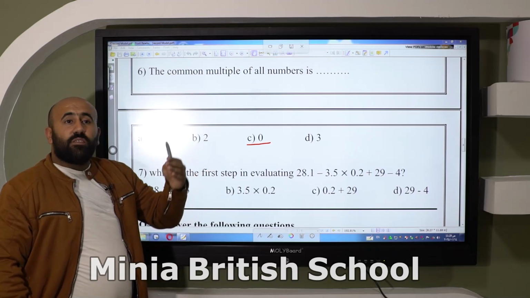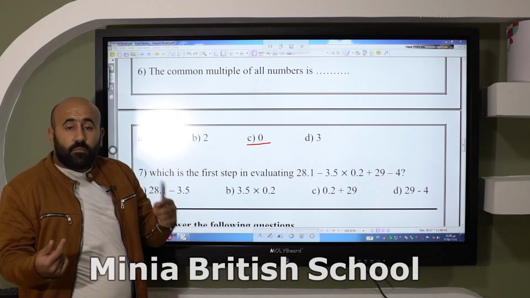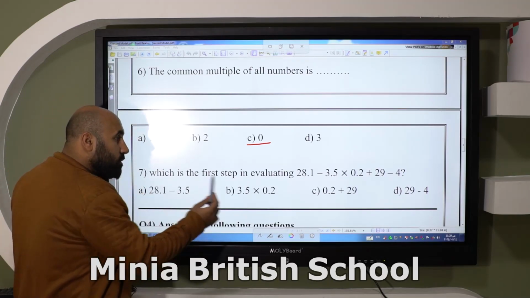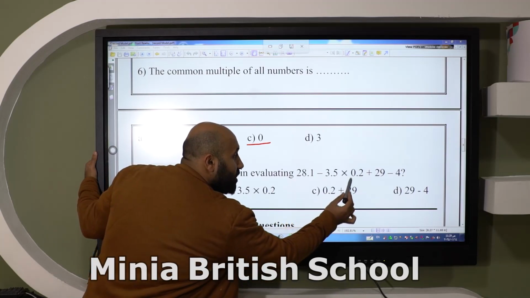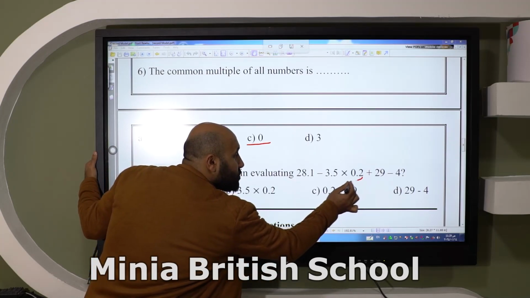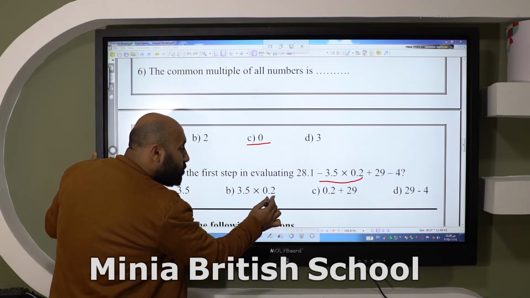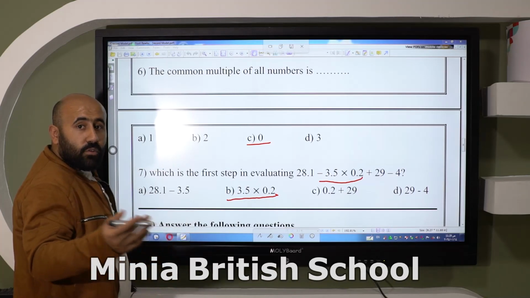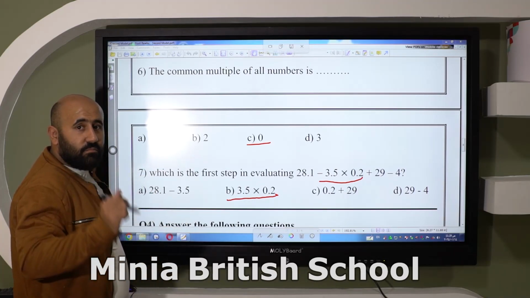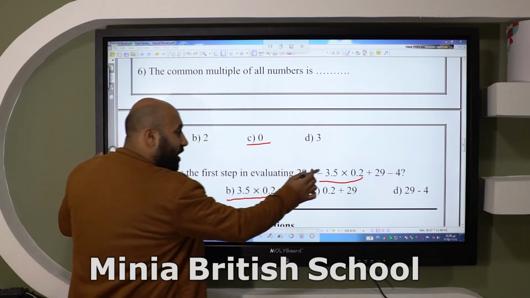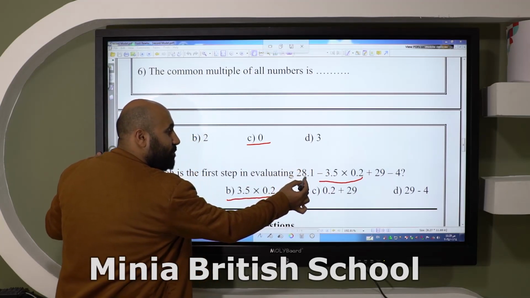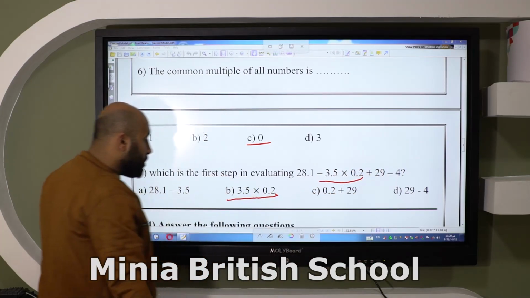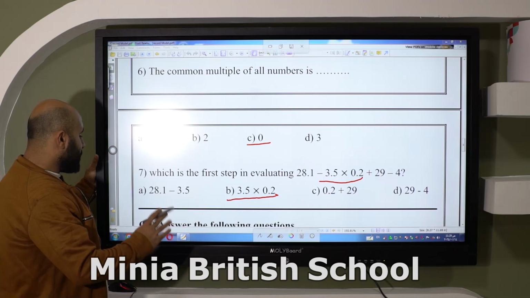What about the times and division? I will search for them from left to right, just like this, from left to right. I met the times first, so I will choose it as the first step. What about next? If he asked me what is next, after the times, I will do the subtraction, then addition, then the subtraction. Let's move to the last question.